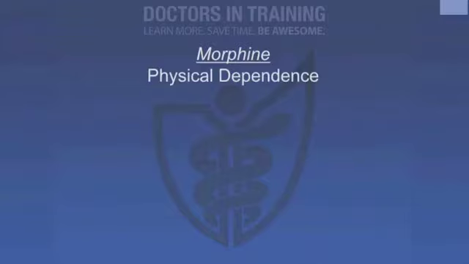Next we're talking about physical dependence. Again, this is related to the mu receptor. The mu receptor is great for analgesia, but it's not helping us a whole lot in regards to addiction. After a person has taken opioids chronically and then abruptly stops, you'll start to get withdrawal symptoms, and this usually begins somewhere between 6 and 10 hours after the last dose.